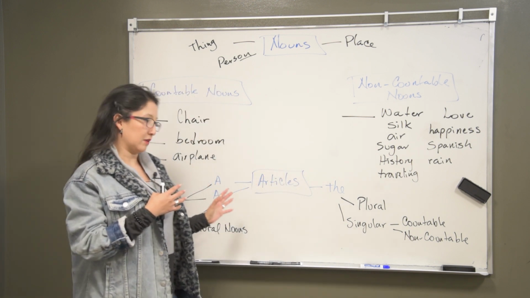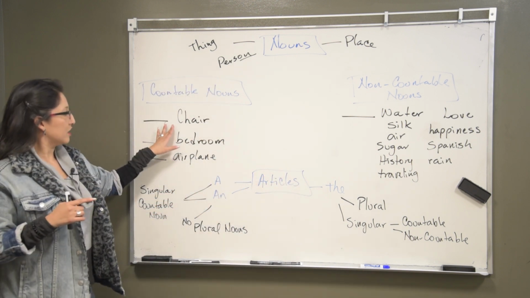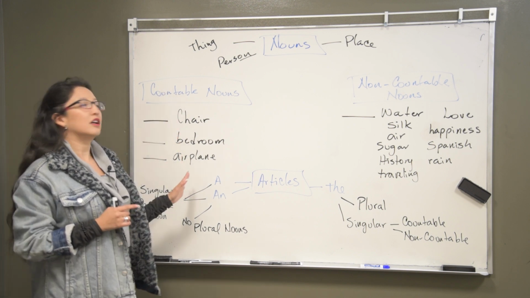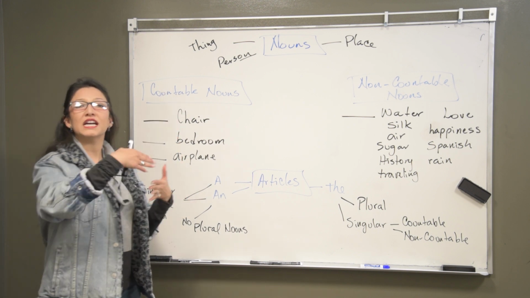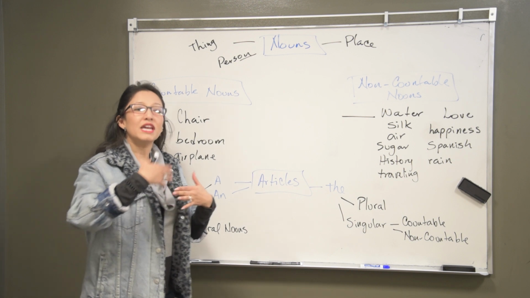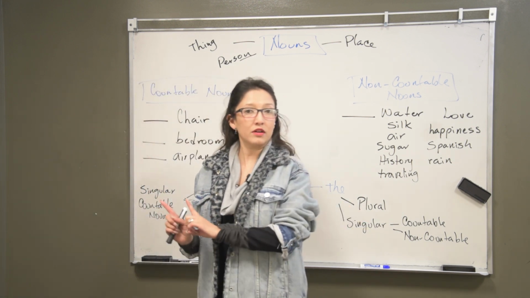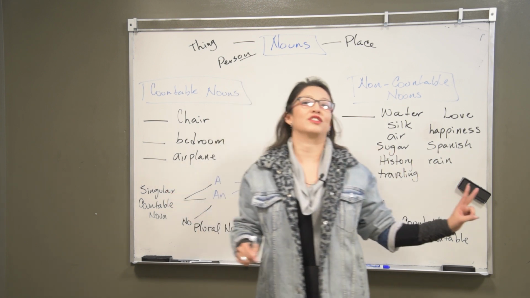Here we have some examples. A chair, bathroom, airplane. Why are these countable nouns? It's because we can count them. And we can make the noun plural. For example, I have one chair or I have two chairs.